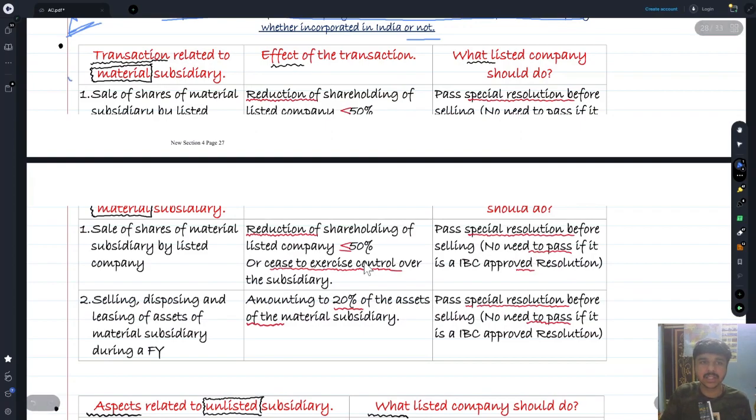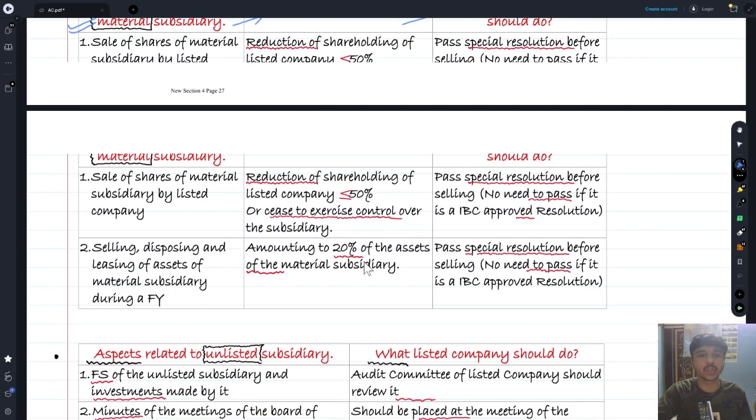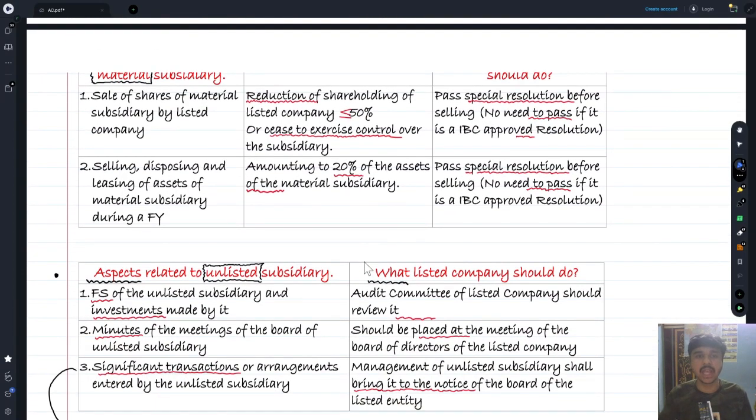So if there's any transaction related to the material subsidiary, what effect will the transaction have, and what the listed company should do. This is basically the management of the material subsidiary. So the first transaction is, if the listed company is selling the shares of the material subsidiary, and it is having an effect that the shareholding of the listed company is getting reduced by 50%, for example, that is, it is getting reduced to 50% or less than 50%.